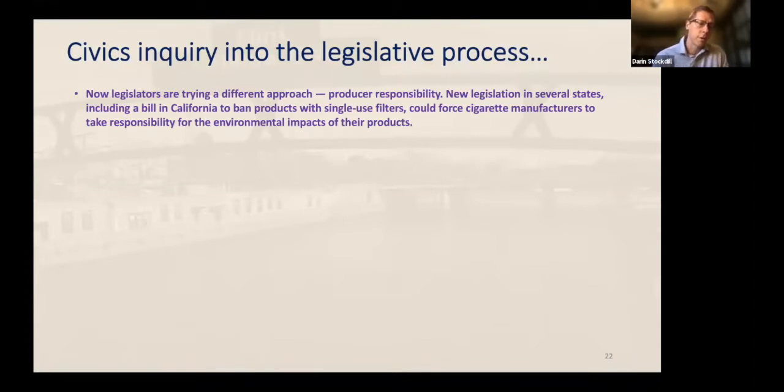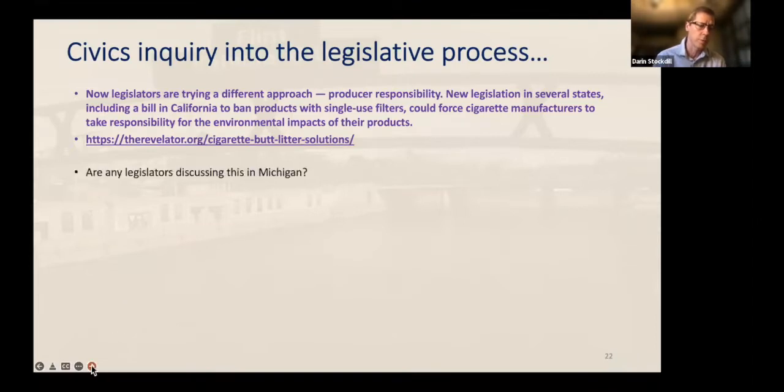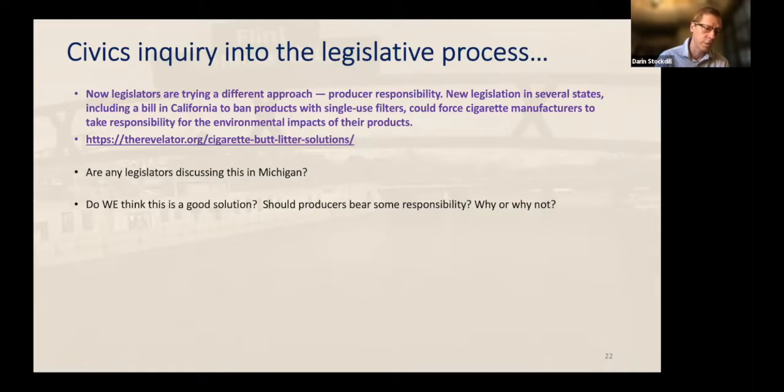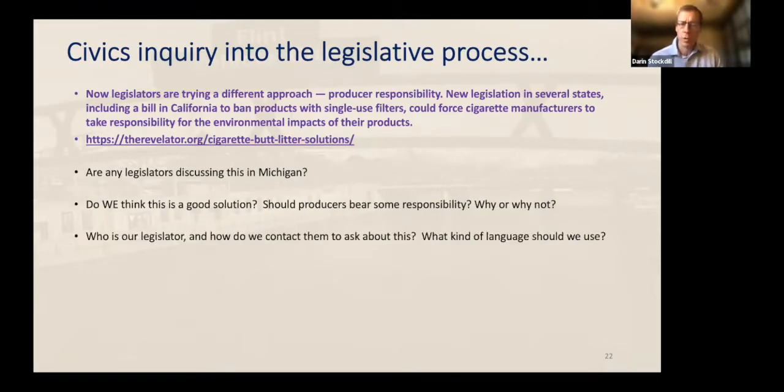We could take a different lens. So there's currently, or at least a couple of years ago, there was an effort in California to develop legislation around what's called producer responsibility, where the producers of a product would assume some responsibility for the environmental impact of their products. I'm not up to date on how successful they are in California with that, but the question we might want students to take up is, is anybody discussing this in Michigan? Do we think as students that this is a good solution? Should producers bear some responsibility? Why or why not? What do they think?